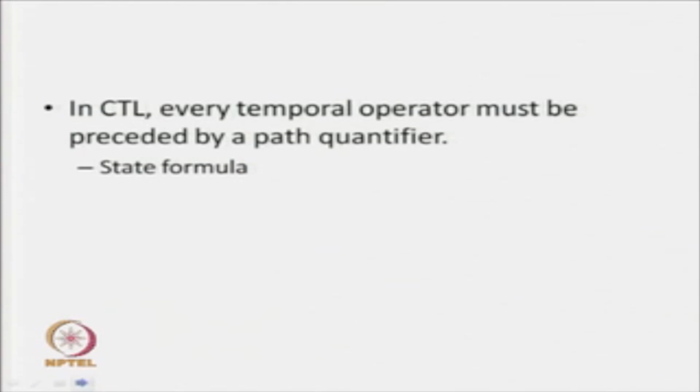Now, if you look at this syntax, you will find that in CTL, every temporal operator must be preceded by a path quantifier. We have 4 temporal operators: X, future, globally and until. In CTL, these 4 temporal operators must be preceded by path quantifier A or E. Only then do we say that these are CTL formulas, and due to this quantification by path quantifier, CTL formulas are basically state formulas. We are going to define the truth values of a CTL formula over a state.